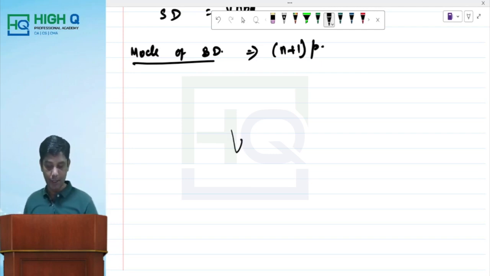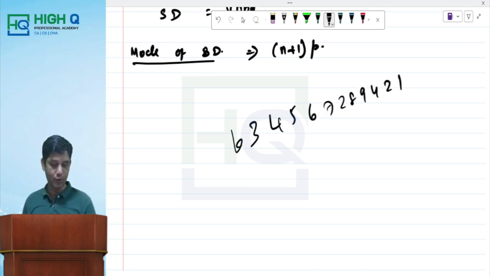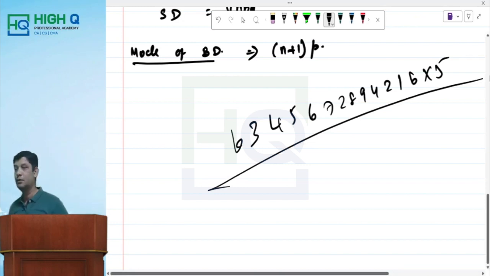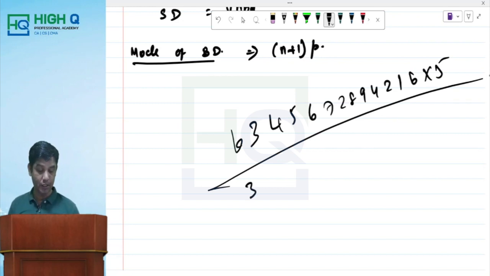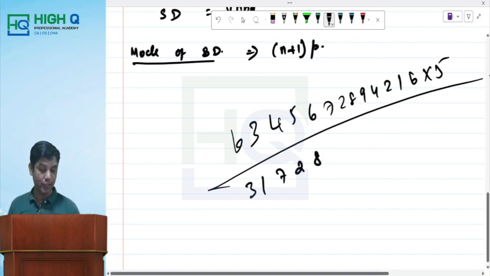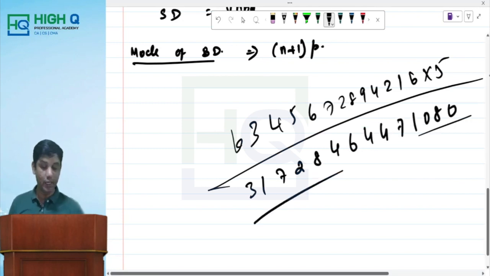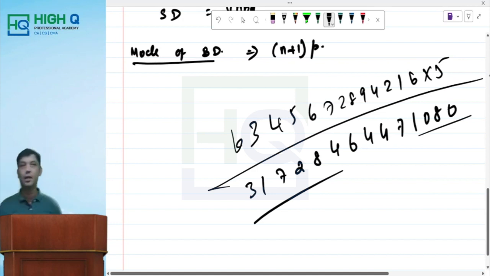For example, 6, 3, 4, 5, 6, 7, 2, 8, 9, 4, 2, 1, 6. I have to multiply this into 5. I am going to write the answer. See, look at this: 3, 1, 7, 2, 8, 4, 6, 4, 4, 7, 1, 0, 8, 0. This is the answer. If you want to multiply, you can multiply and check it.